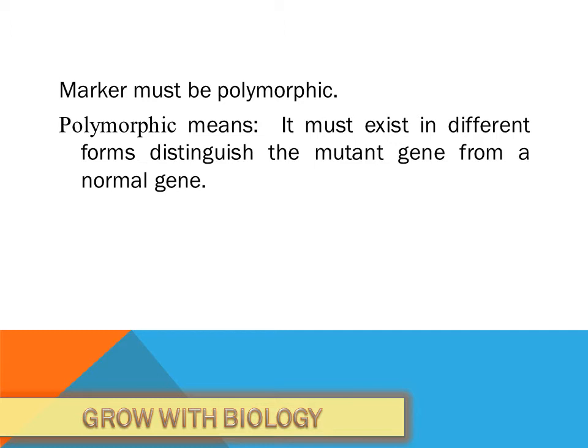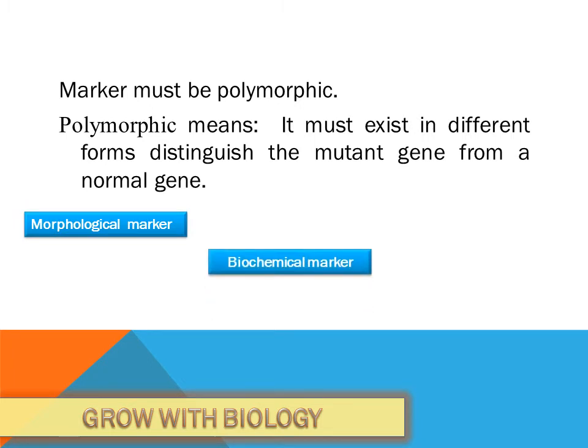The first important characteristic of a marker is that it must be polymorphic. Polymorphic means it must be present in different forms, and these different forms help us to analyze the mutant form from the normal. So we can differentiate the mutant and the normal if that specific gene is polymorphic.